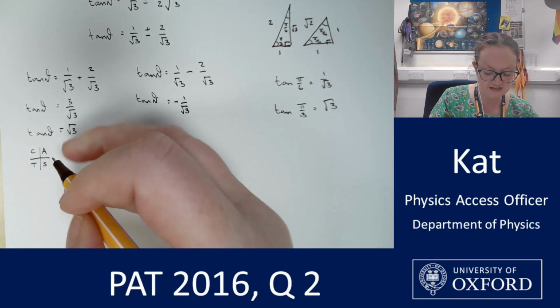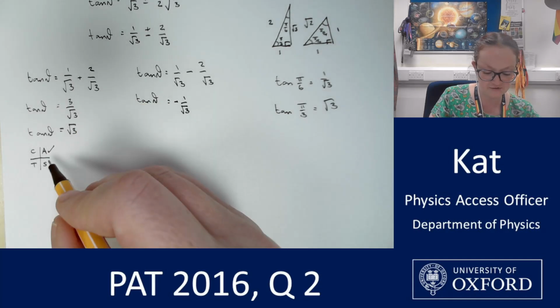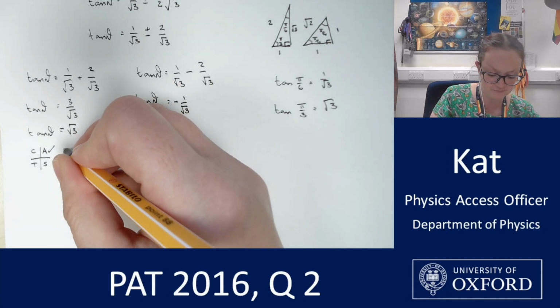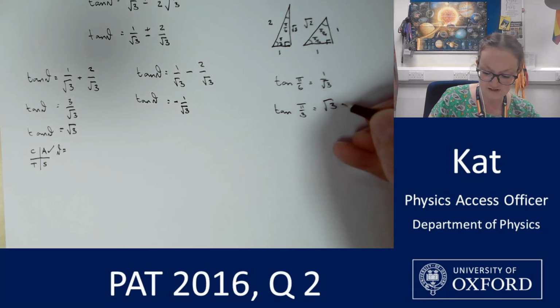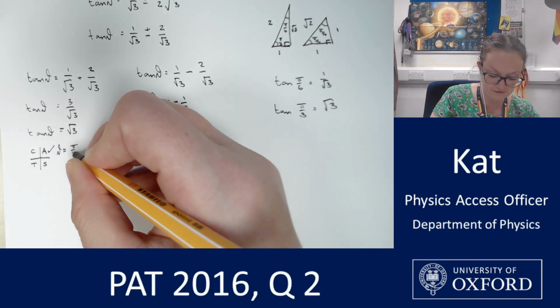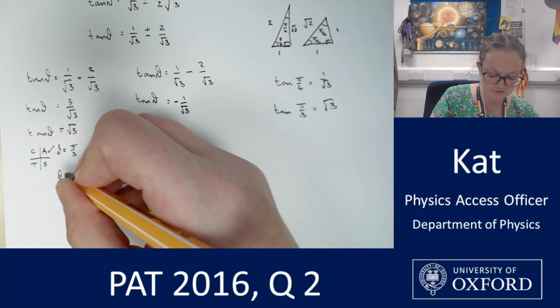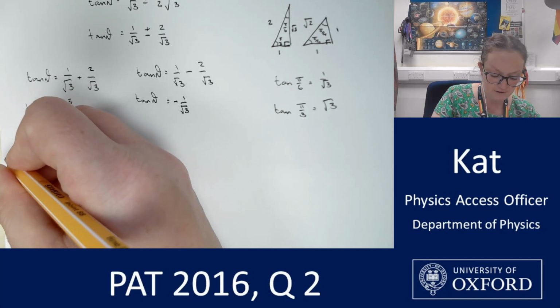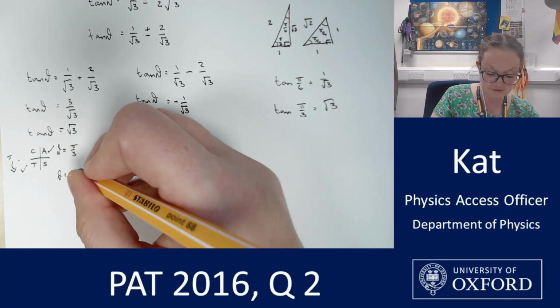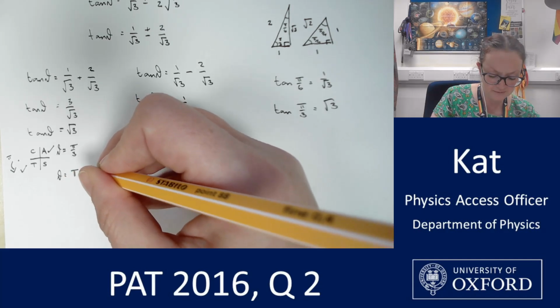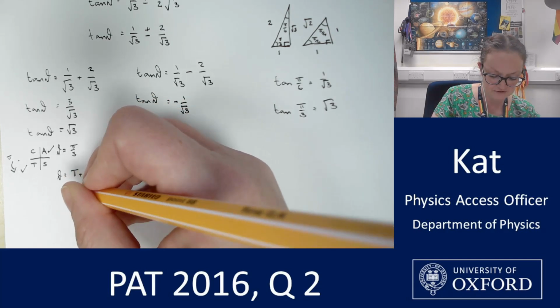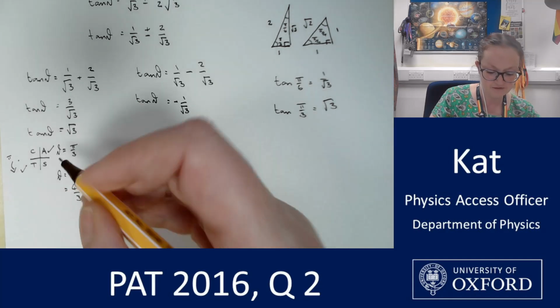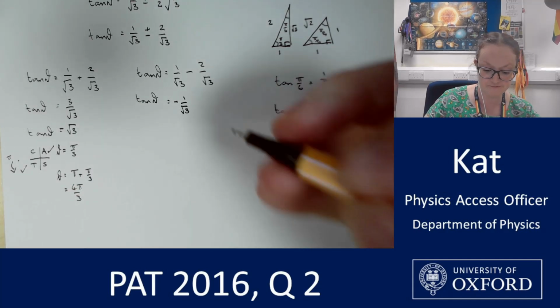So if I want tan to be positive, I get a solution between 0 and pi by 2 of theta, which is this reference angle, pi by 3. But I also get a value down here, which is pi plus my reference angle, or pi plus pi by 3, which is 4 pi by 3. So I get two solutions of this.